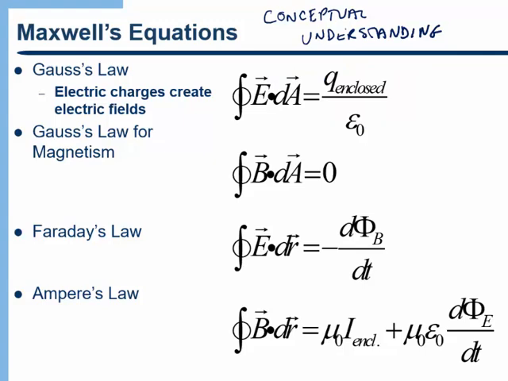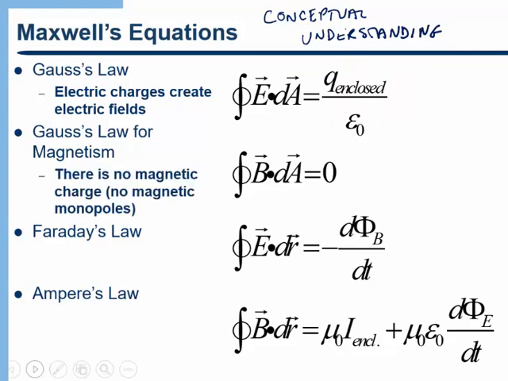Let's look at Gauss's law for magnetism. What is Gauss's law for magnetism saying? There is no such thing as magnetic charge, or what we refer to as magnetic monopoles. I never have just a north or just a south pole. So electric charges create electric fields, but there is no equivalent stuff that creates magnetic fields.